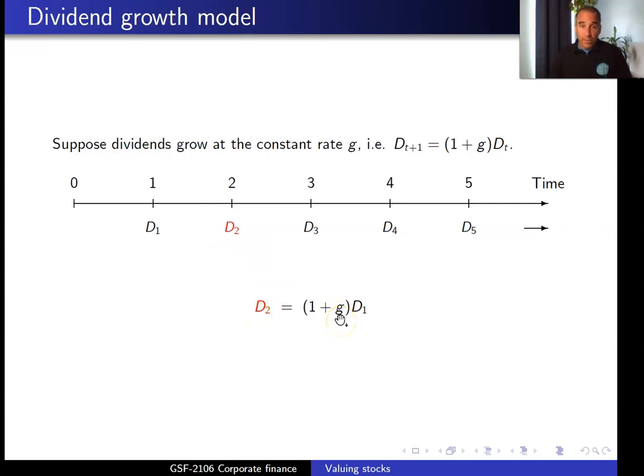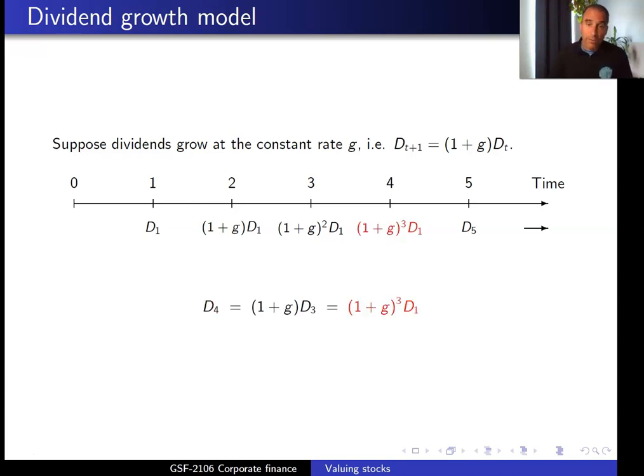D2 is 1 plus g times D1. D3 is 1 plus g times D2, which is 1 plus g times D1, so that gives us 1 plus g squared times D1. D4 is 1 plus g times D3, which is itself 1 plus g squared times D1, so that gives 1 plus g to the power 3 times D1. D5 is 1 plus g times D4, which is itself 1 plus g to the power 3 times D1, which gives 1 plus g to the power 4 times D1.